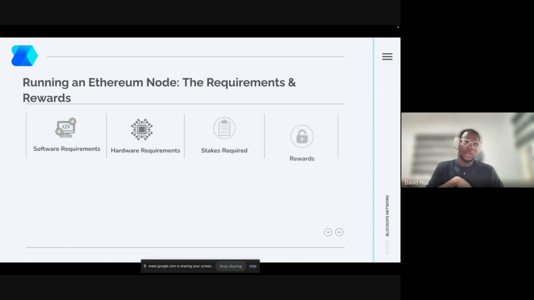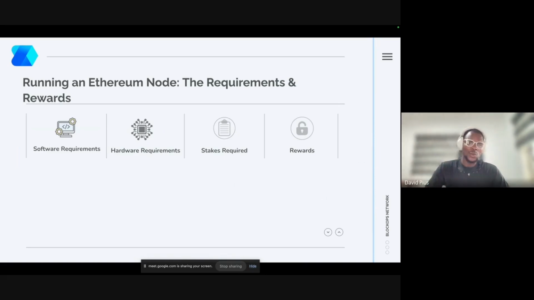Running an Ethereum node: the requirements and rewards. There are a few requirements for you to run these nodes. Just like when you want to set up a computer for a particular task, sometimes you'll notice that you need a certain kind of laptop or desktop to be able to run that task, similar to running an Ethereum node. It's not like the computer has to be so high spec. There are just a few requirements.